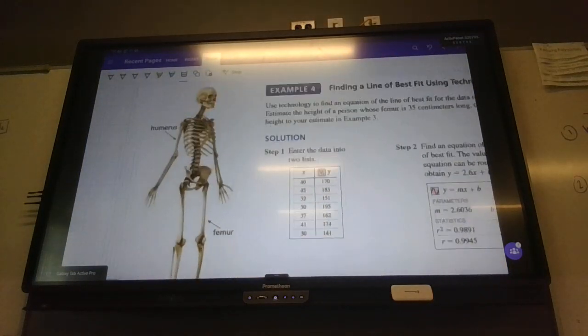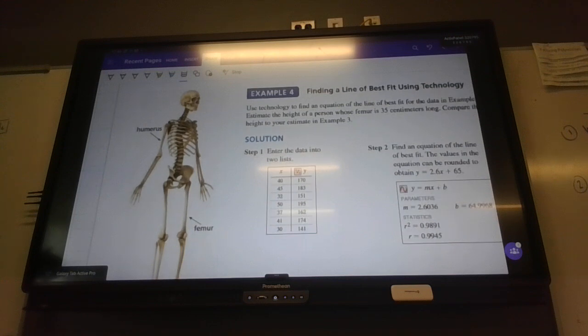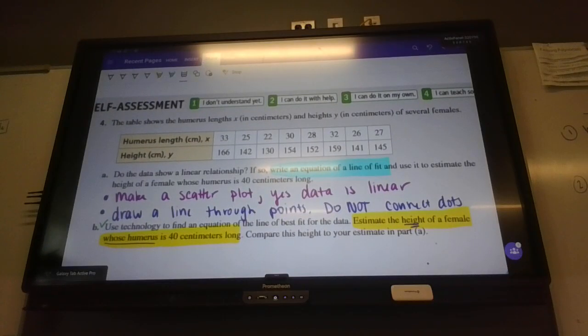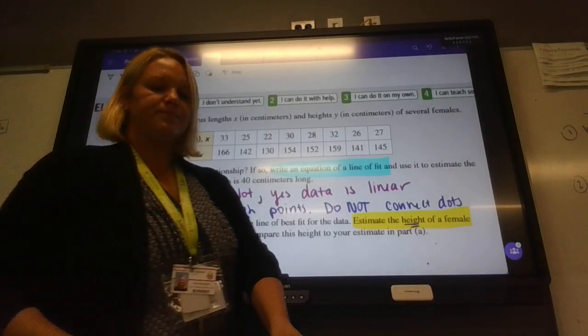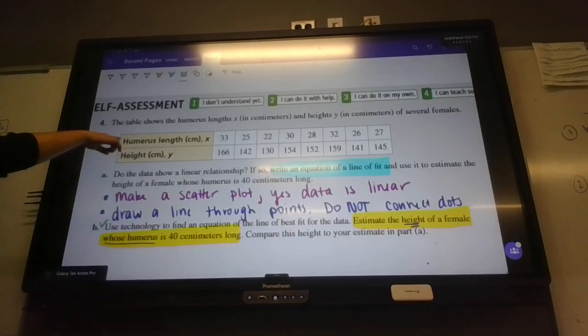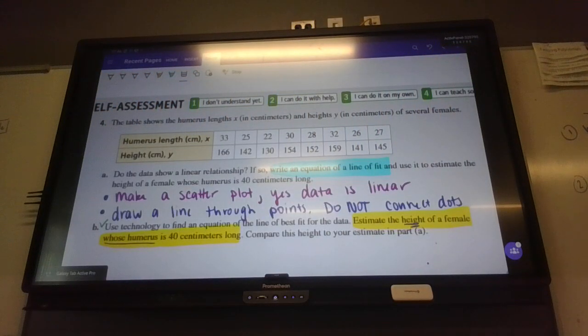So here's our little skeleton, arm bone and height. And here's our data we're going to be working with. We need to make a scatter plot, so let's get to it. The x-axis is the arm bone, and the y-axis is the height. I'm going to draw it here. Yours is probably going to be a little better than mine because you're on graph paper.